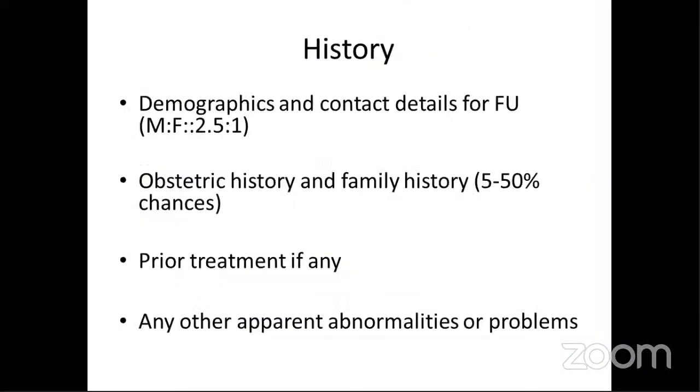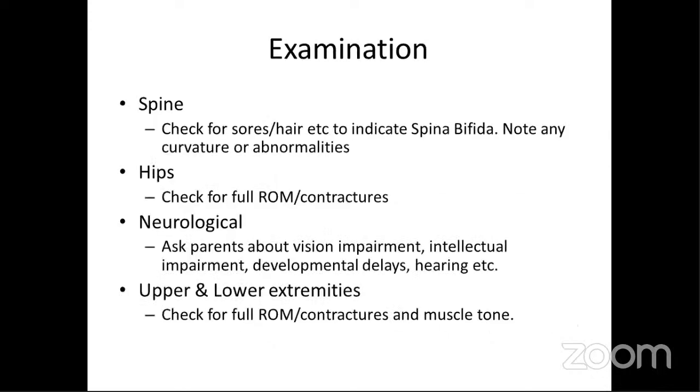Okay. So the important things in the history, besides demographics and contact details, which are required for the follow-up, are the obstetric history and the family history. Prior treatment history, if there is any, is important, and any other apparent abnormalities or problems pointed out by the parents in the examination room should be asked. Now the examination begins not with the foot, it begins with the rest of the musculoskeletal system. Besides the musculoskeletal system, if there are obvious markers, then you must examine the chest, the CVS, and the rest of the systems.